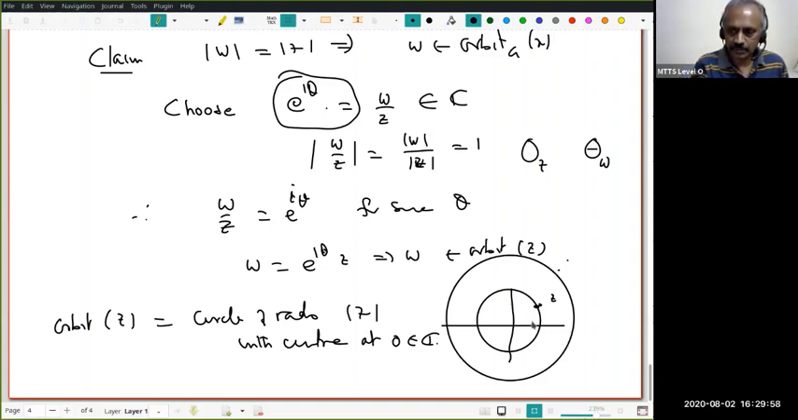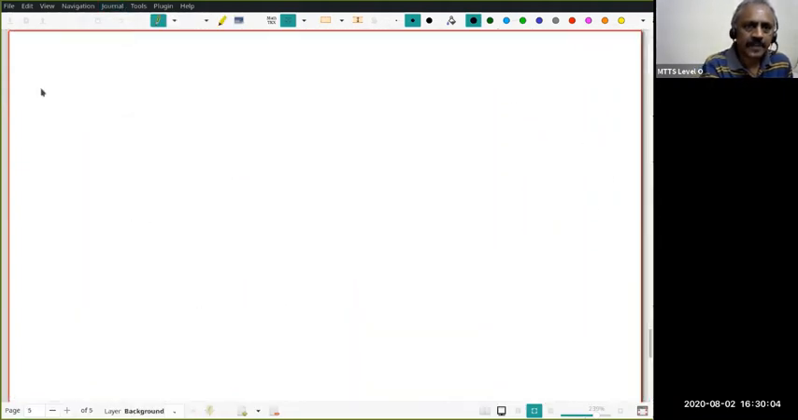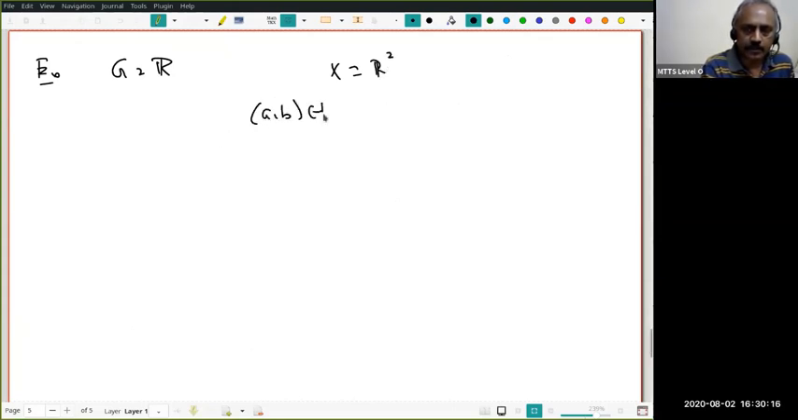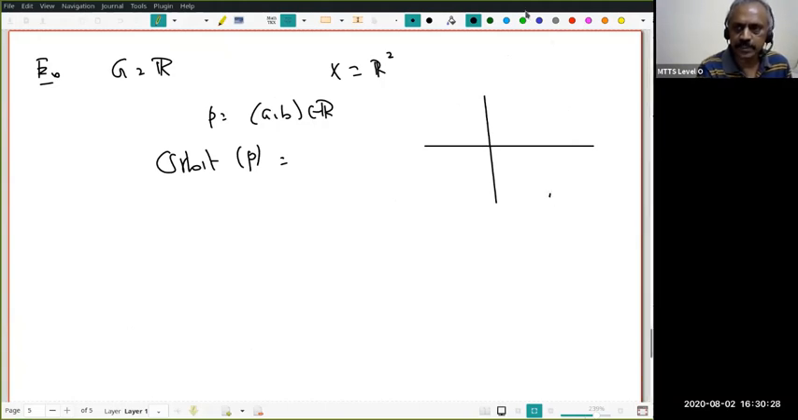Just to make sure that you appreciate this, let's go back to our example 1. In example 1, our group G was an additive group under addition. Our X was R2, right? Now if I take any point A comma B in R2, what is the orbit? Call it P. The orbit of P is all points A plus T comma B as T varies over R, right?